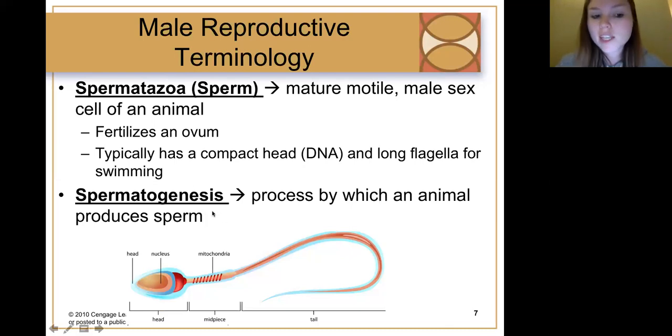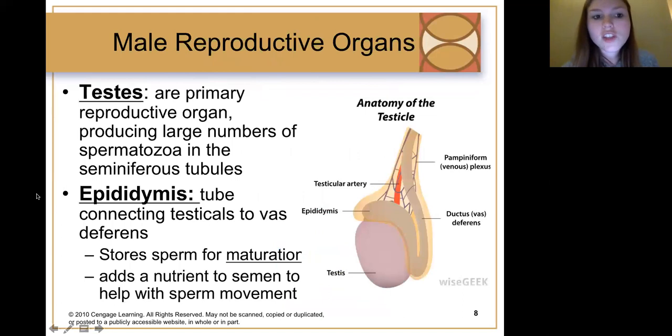So then the process by which an animal produces sperm is called spermatogenesis. So anytime you see genesis, that term, it kind of means like something is being made. So spermatogenesis, sperm is being made, basically. So some other male reproductive organs include the testes, which are the primary reproductive organs, so they're the gonad, and they produce a large number of sperm in what is called the seminiferous tubules. So that's just where the sperm are produced in the testes.